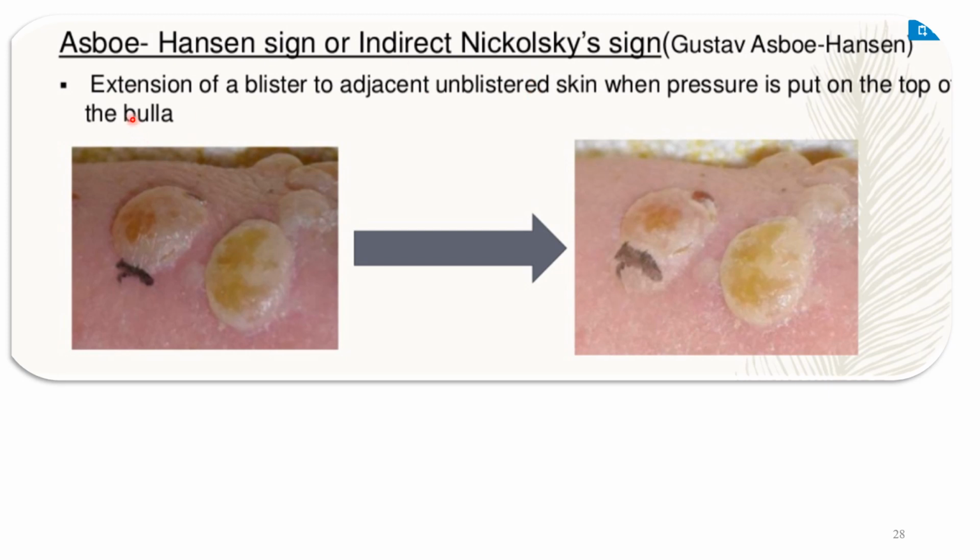If you apply pressure from upwards onto the intact blister, the blister will increase in its size. That is, we can see the extension of the blister into the adjacent normal area.